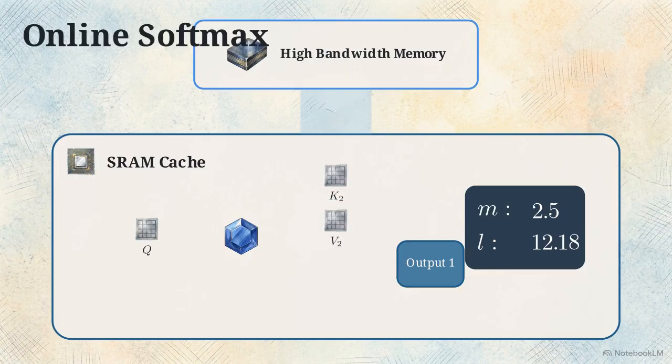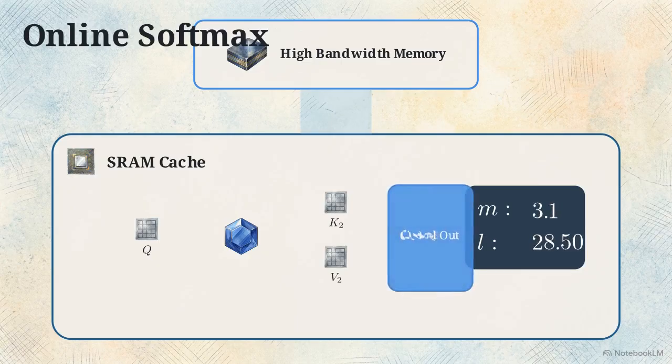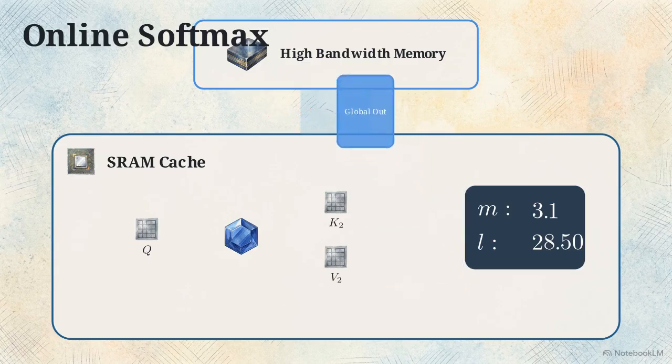As the next tiles of K and V cycle into the SRAM, the hardware checks new numbers against the tracked variables. It mathematically rescales the previous partial outputs directly in the SRAM, assembling correct global probabilities without needing to see the whole matrix at once. Because the rescaling happens locally, the intermediate matrices S and P are never written to the slow HBM. Only the final, complete output matrix is transferred.